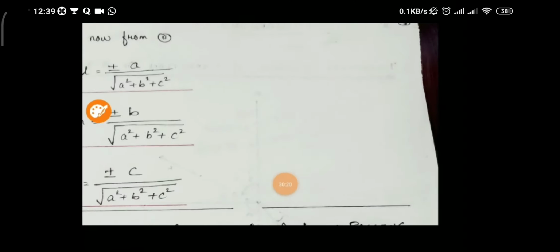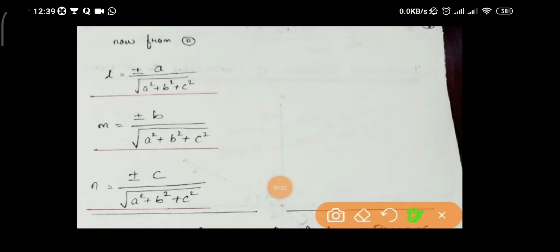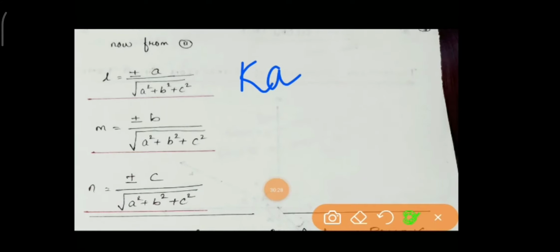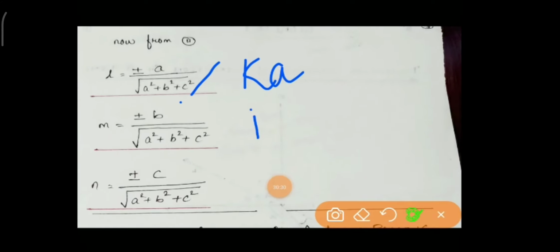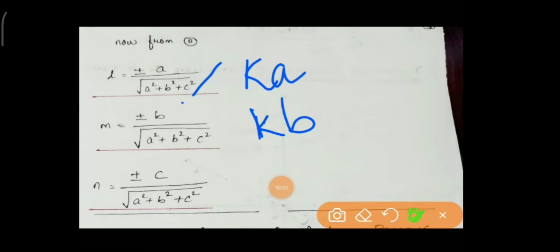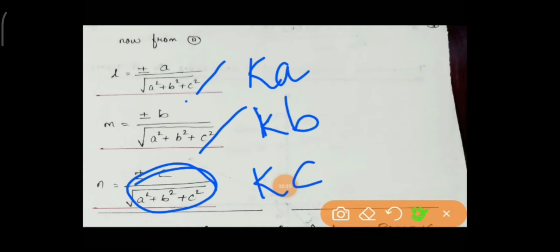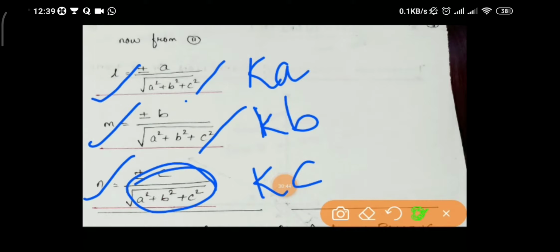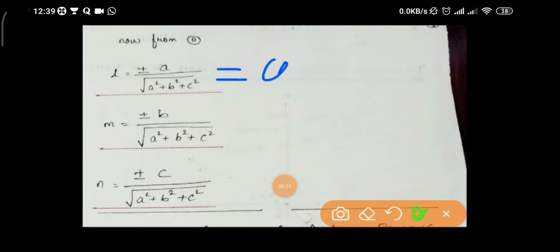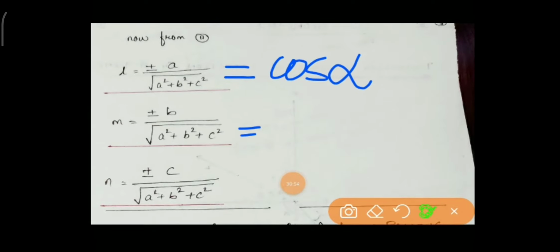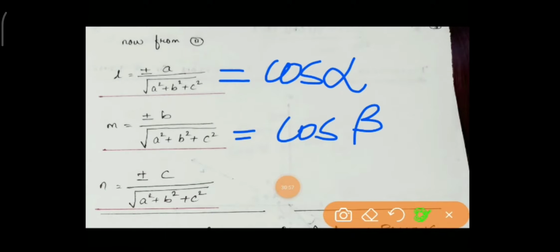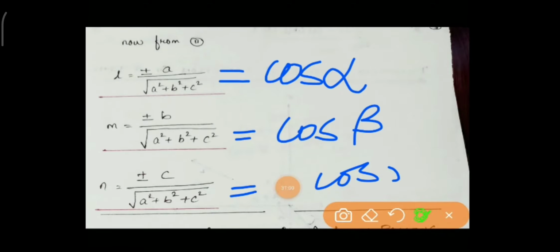So now see here, L is equal to k times A. So k, I got the value, I substitute here, I get this. K B, k I got the value, substitute, I get this. K C, I get this. Okay, so these are the direction cosines. This can be written as cos alpha, cos beta, cos gamma. Okay, they are also called this.